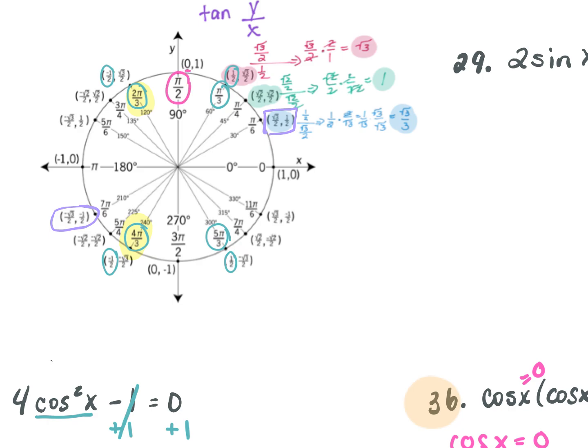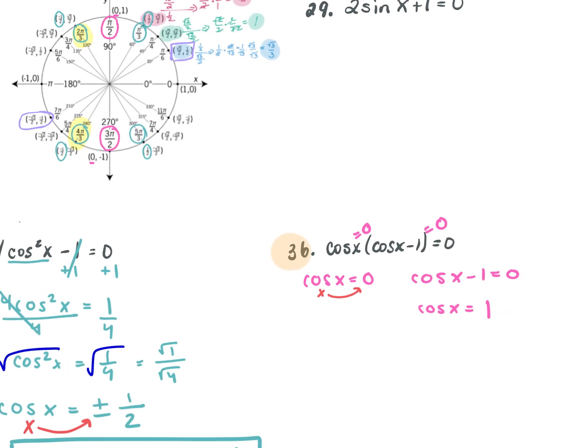So starting with the first one, let's see, where do we have an x value of 0? Pi over 2, our x value is 0. Perfect. Where else? 3 pi over 2. Awesome. Our x value is 0. So we'll add those two answers. We have pi over 2 and 3 pi over 2. And then let's do the same thing here. Again, it's cosine, so we're looking to see where we have an x value of 1. Where do we have the x value of 1? At 0. Perfect. So this would be 0. So these would be our 3 answers here.